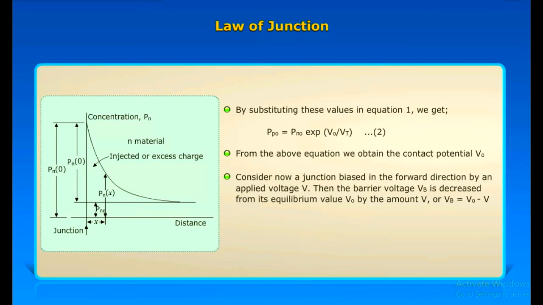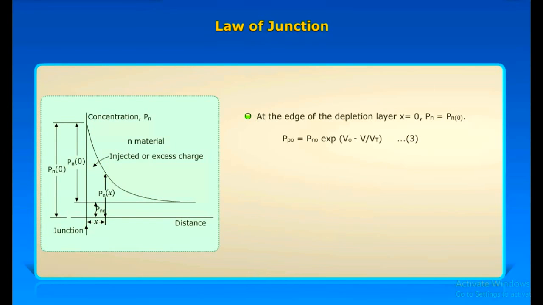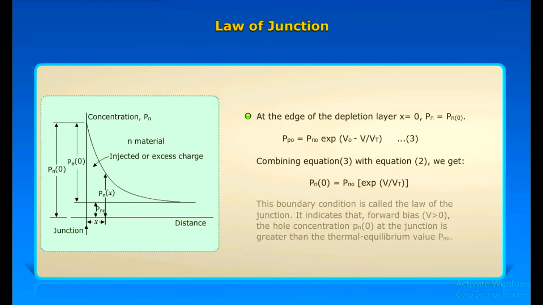Consider now a junction biased in the forward direction by an applied voltage V. Then the barrier voltage Vb is decreased from its equilibrium value V0 by the amount V. The hole concentration throughout the P region is constant and equal to the thermal equilibrium value, or hole concentration in P side is equal to thermal equilibrium hole concentration in P side. At the edge of the depletion layer, x is equal to 0, hole concentration in P side is equal to thermal equilibrium hole concentration in P side. Combining equation 3 with equation 2, we get, this boundary condition is called the law of the junction. It indicates that with forward bias, the hole concentration at the junction is greater than the thermal equilibrium value.